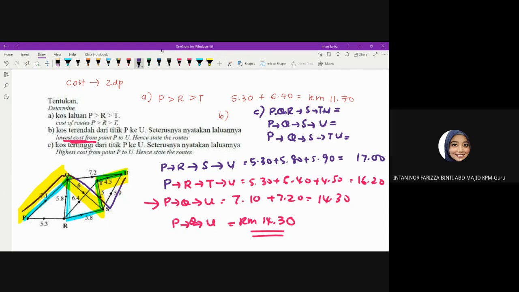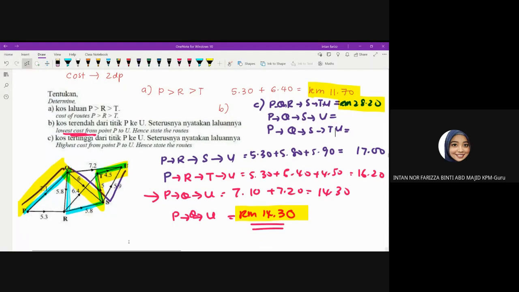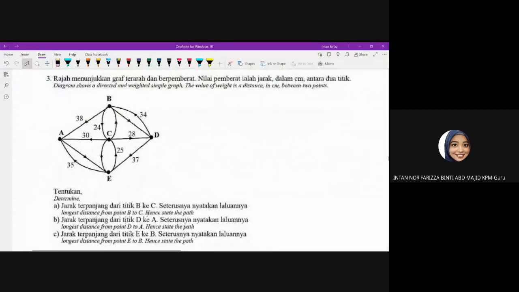So for number 2A, the answer is 11 ringgit and 70 cents. For B, the answer is 14 ringgit and 30 cents. And for C, the answer will be 28 ringgit and 20 cents. This is for my third answer. You jot down first, okay? And make sure you do the working and get the same answer. Be honest with yourself. All right, so next, this is for your homework.